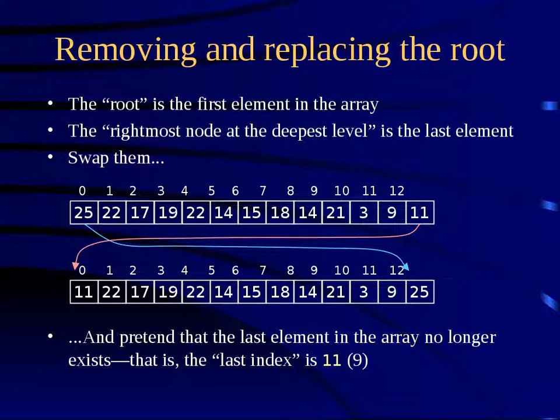Basically, when you remove the root, notice the root was 25, you swap it with the last one, because you're going to move the 11 up to the root. And then you decrease the size of the array. It's no longer 13, it's now 12. So you just have your size cut off right there. It just cuts off that last value, because that's how you delete from an array.